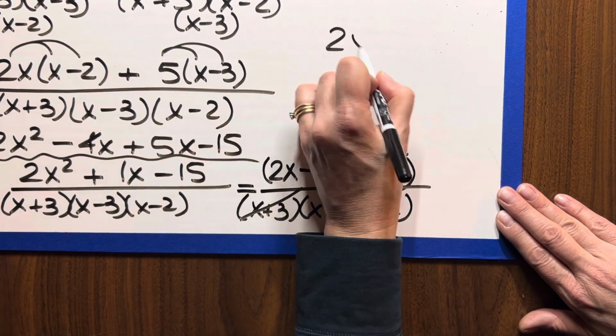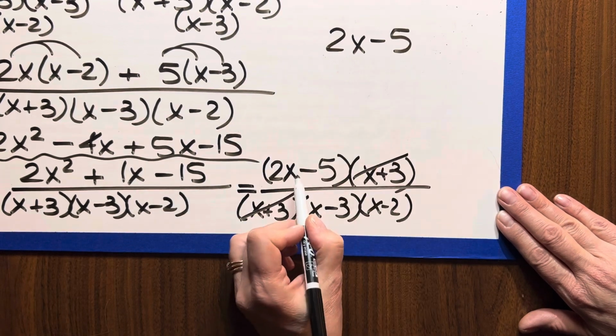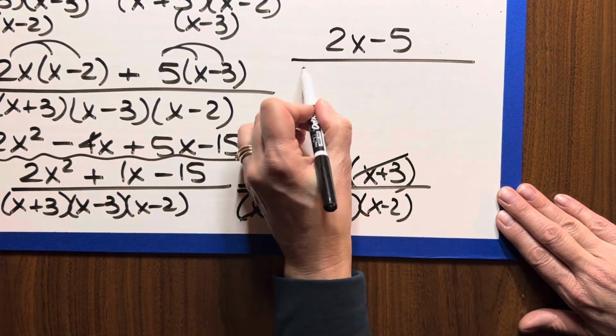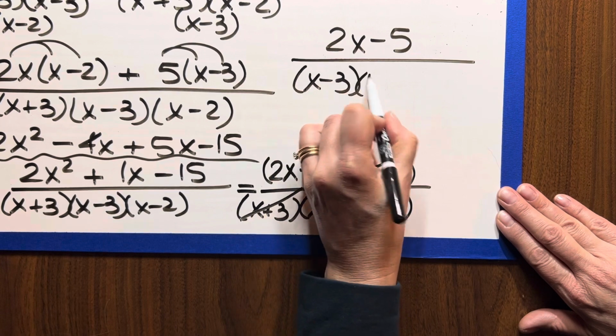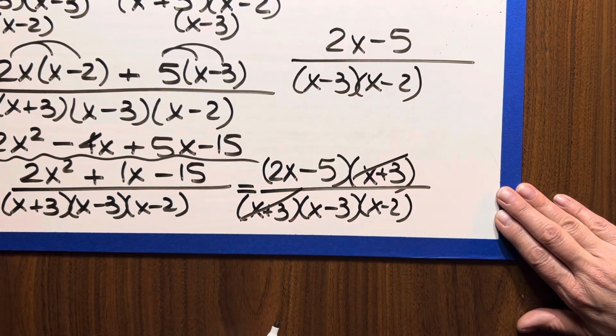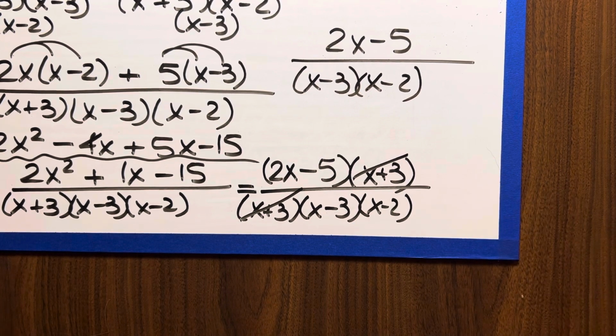So my answer is going to be the 2x minus 5 from the numerator, and then the x minus 3 and the x minus 2 in the denominator. And that's another example of how to add and subtract rational expressions.